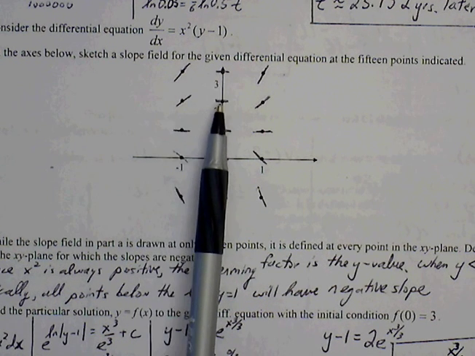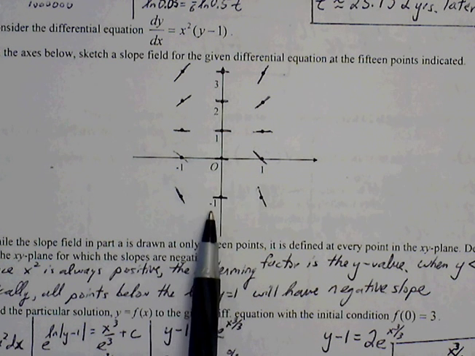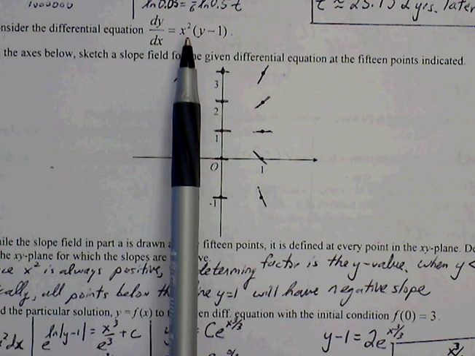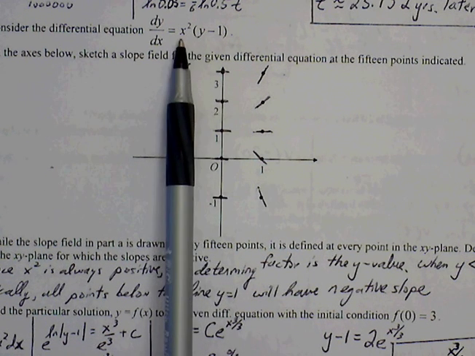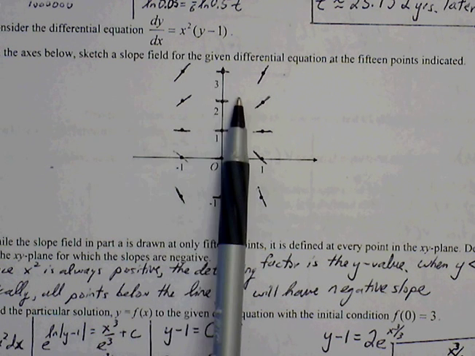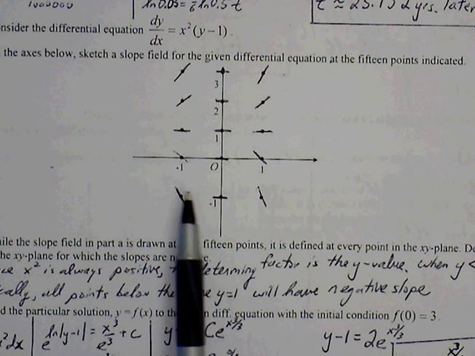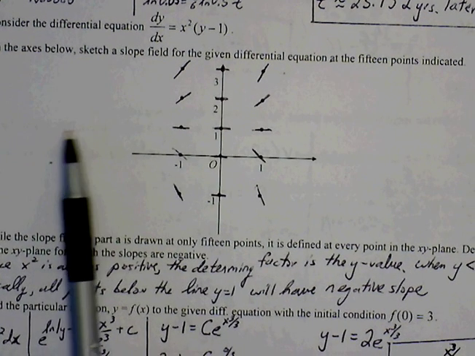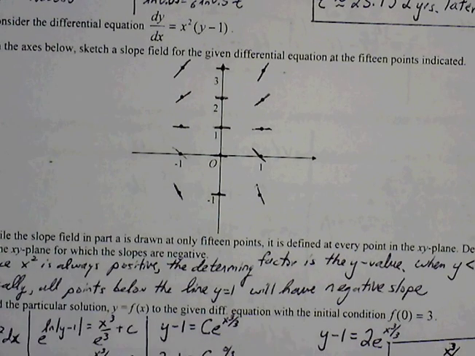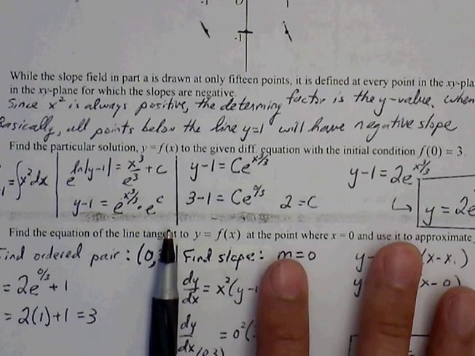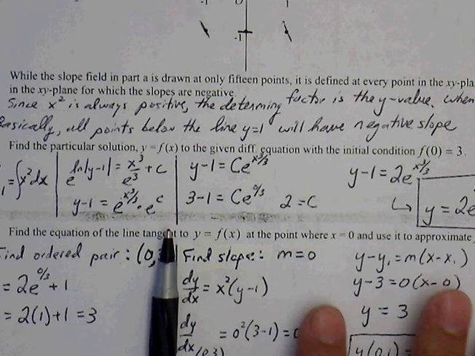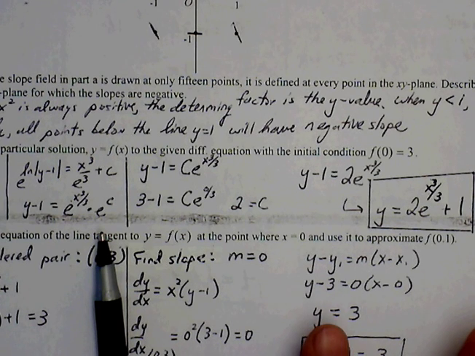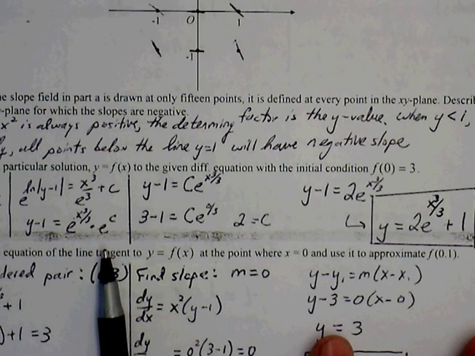So for instance, all these are where x is equal to 0. So if I plug in 0,3 or 0,2 or 0,1, it'll produce 0, so that's where my slope segments will be 0. So we do that for each of the ordered pairs, and we fill out this slope field. Okay, part B says, while the slope field in part A is drawn at only 15 points, it is defined at every point in the xy plane. Describe all the points in the xy plane for which the slopes are negative.